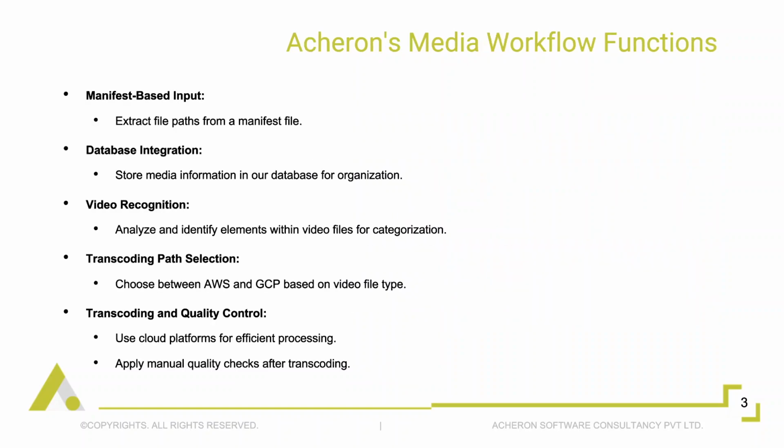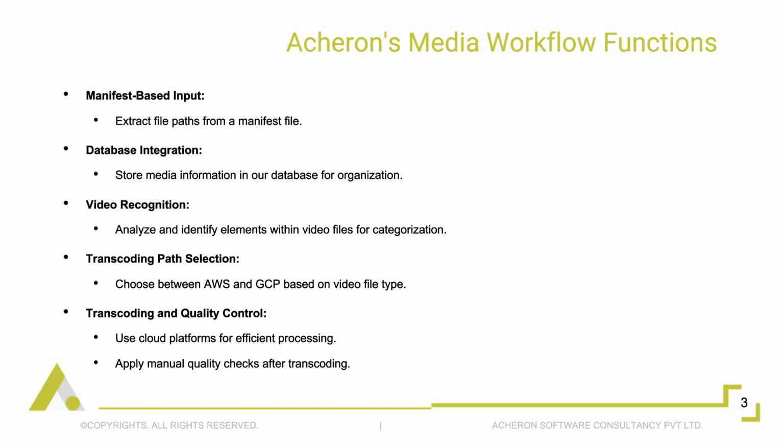Coming to the main functionalities of media workflow, these are all the functions that are available inside the media workflow. The workflow starts with the manifest based input. So the manifest file will be put into the bucket which will be able to start the process instance of the media workflow. And then the file path in the manifest file will be extracted and will be used in the workflow. We have actually integrated a database to store the media info of the files of input and output, that is before transcoding and after transcoding. It will be saved into the database.